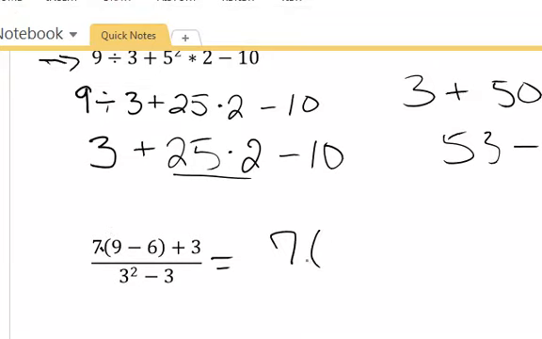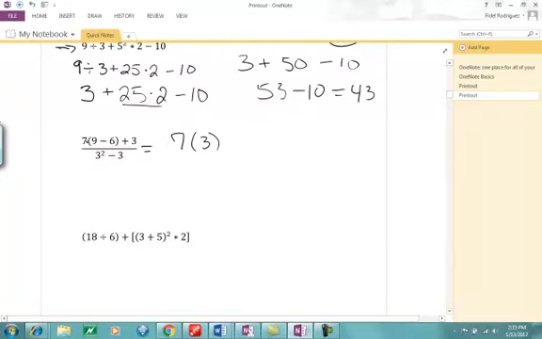7 times 9 minus 6 is 3, plus 3. Here's my fraction bar, 3 squared minus 3. In doing a problem like this, what we do is we take care of the top first and then come back and do the bottom. So remember, the operation here is multiplication. So 7 times 3 is 21, plus 3. That leaves me with 24.